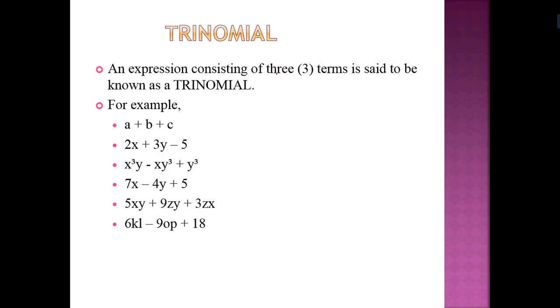An expression consists of three terms is said to be trinomial. Three terms. So a plus b plus c. 3a plus 3b, we can also write 3c. So how you logically use your logic, that is important. 2x plus 3y minus 5, it is also a trinomial.